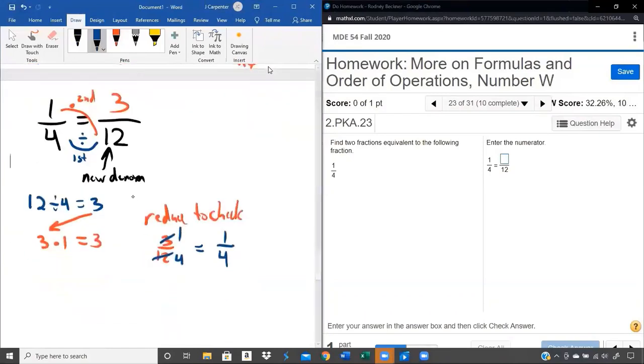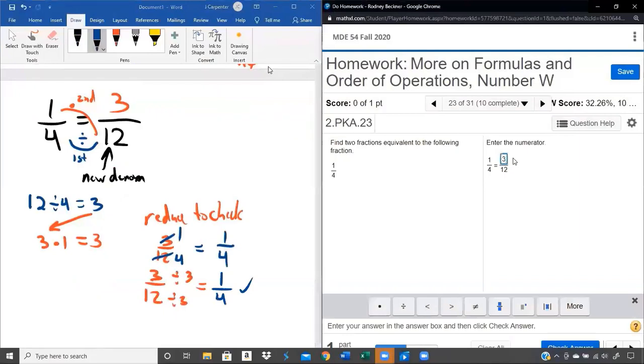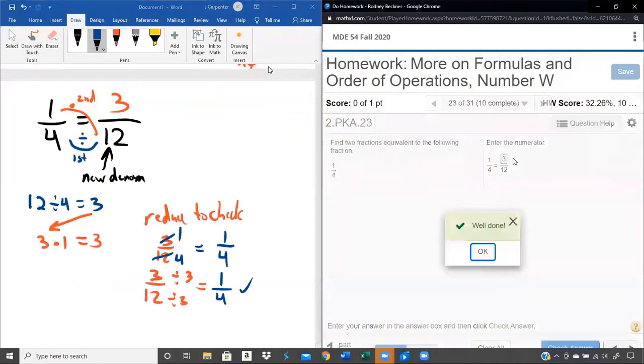Maybe you don't show your work that way. Maybe you do it this way. Maybe you show division by 3, division by 3. Just a little lengthier way of writing it. 3 divided by 3 is 1. 12 divided by 3 is 4. Same answer either way. Make sure it's right. Hopefully our teacher didn't lead us down a wrong path. All right.